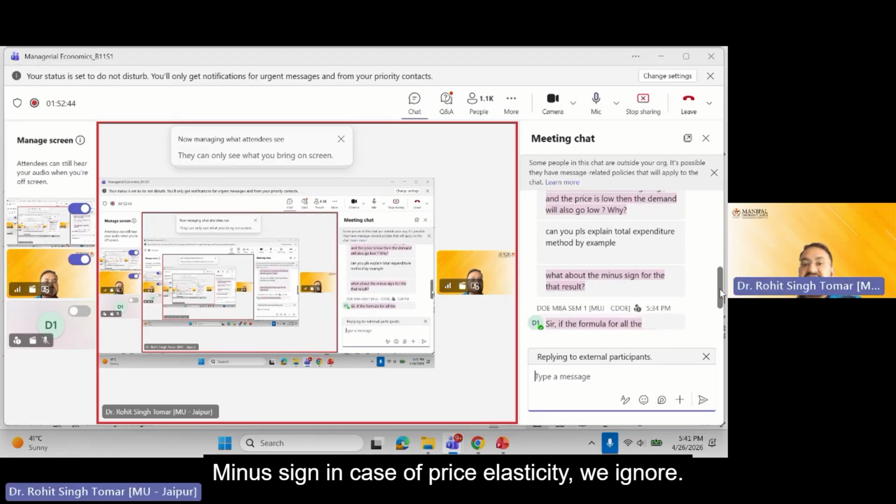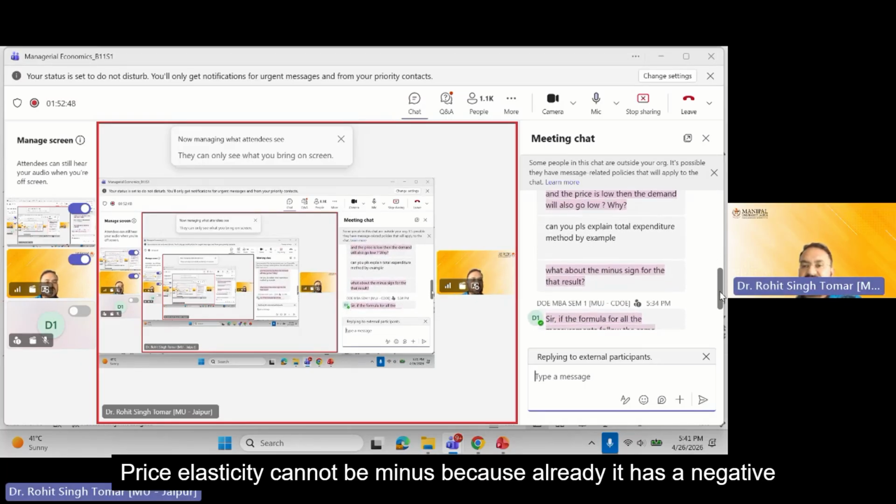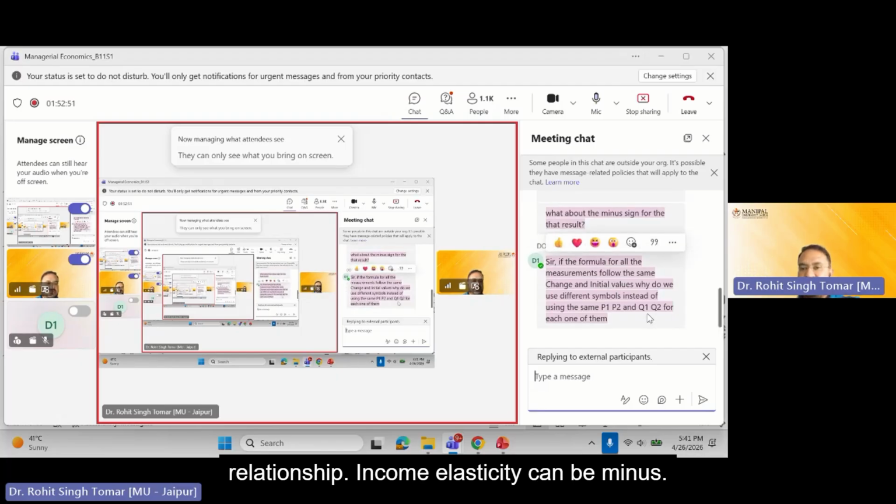The minus sign in case of price elasticity we ignore. Price elasticity cannot be minus because already it has a negative relationship. Income elasticity can be minus.